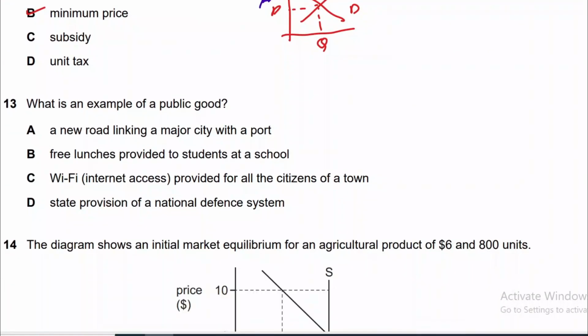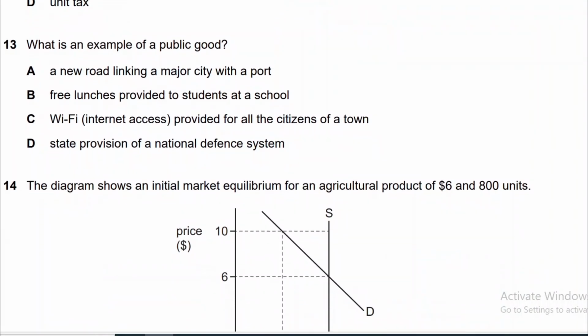Question number 13 says, what is an example of a public good? Public goods are basically goods that are non-excludable and non-rival. So the clear-cut answer is D, the state provision of a national defense system. Keep in mind, a national defense system is always an example of public goods, so you should remember it. So what other options can confuse you? A new road linking a major city with a port.